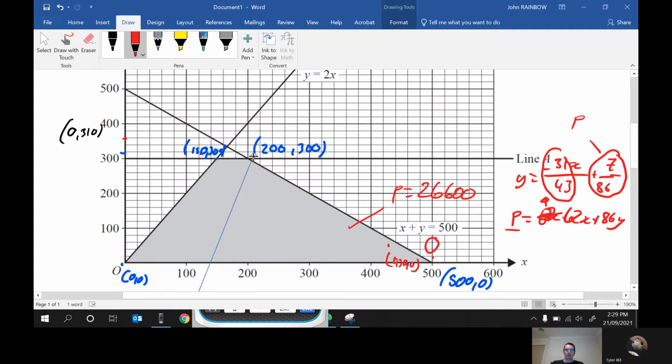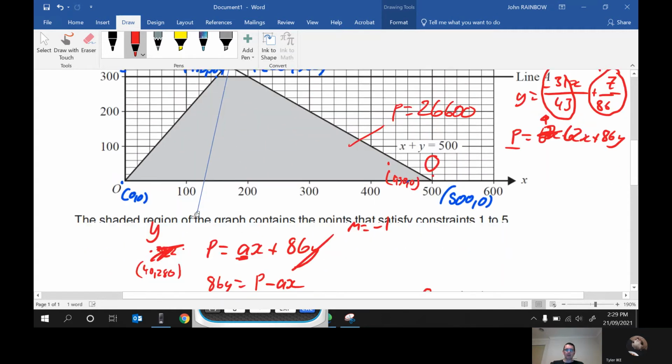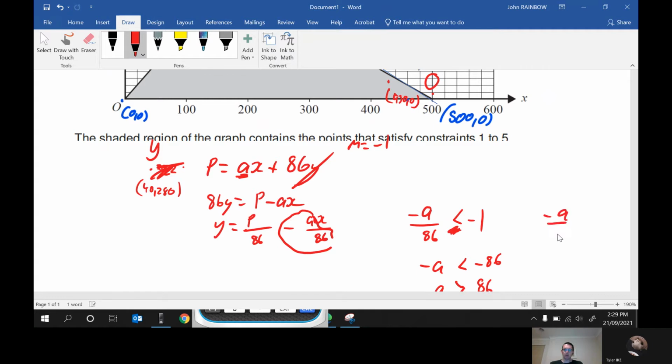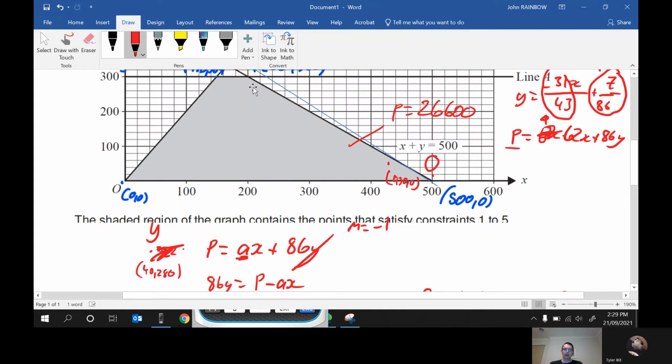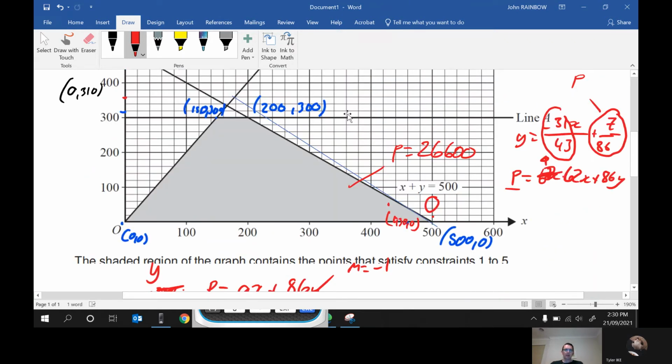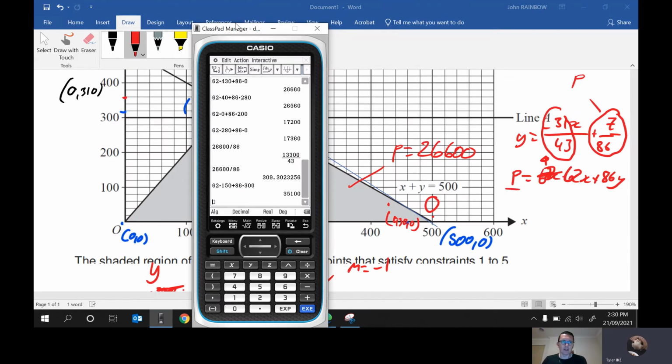And if you want the objective function to be on that line, the only difference is that I don't want it to be less than, I want it to actually be equal to. So I still do the same thing, but I want it to equal negative one, because I want it to be everything on that line. So A would just equal 86. If it did equal 86, then it would be everything on that line. So I hope that helps.